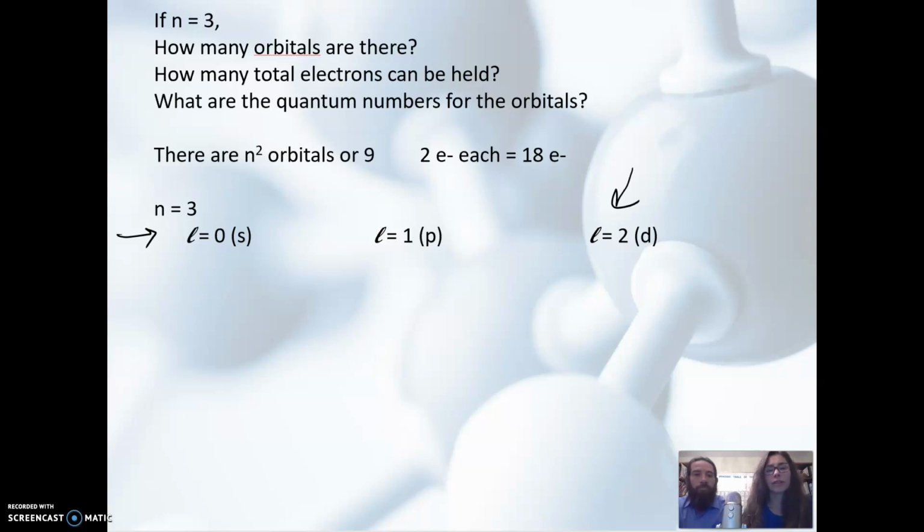Recall from our previous lecture that when L equals 1, that's an s orbital. When L equals 2, what did I say? You said 1. I said 1. L equals 0 is s. L equals 1 is p. I got ahead of myself. I got excited. L equals 2 is the d orbitals.